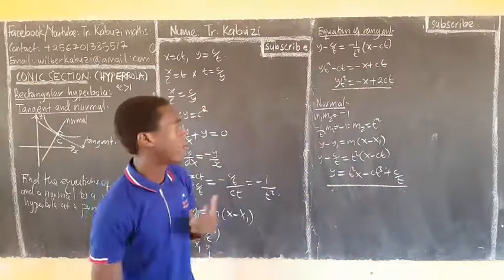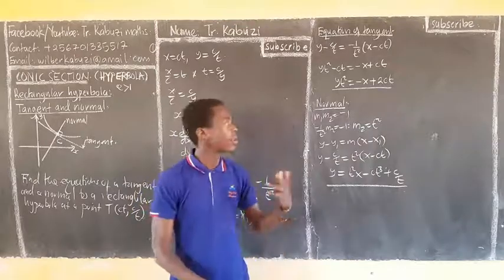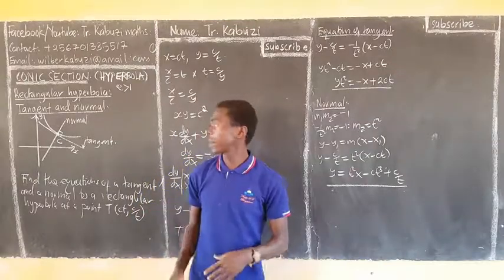So members, that's how we get the equation of a normal and of a tangent to a rectangular hyperbola.